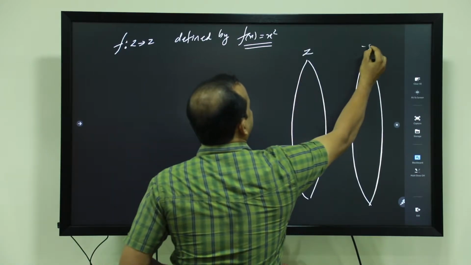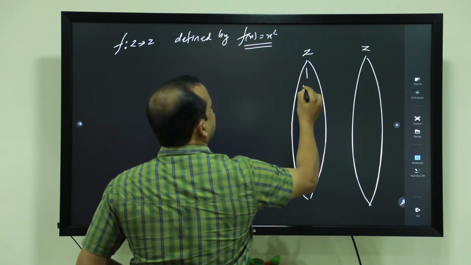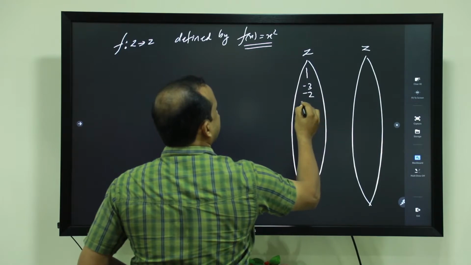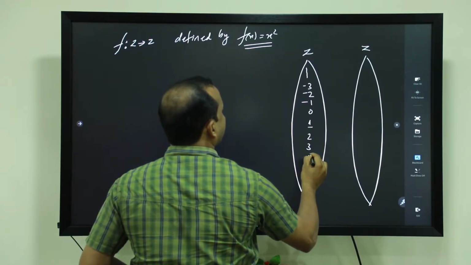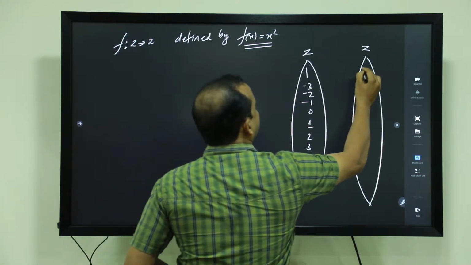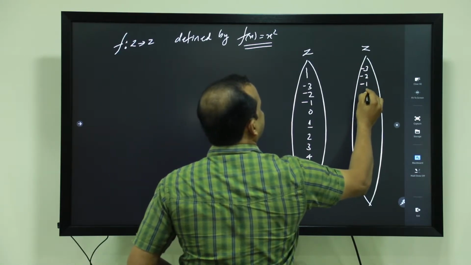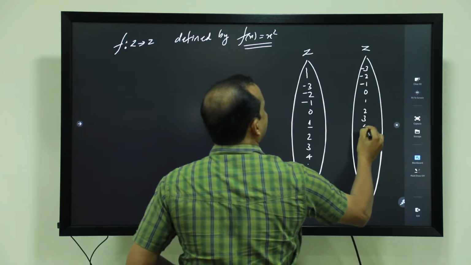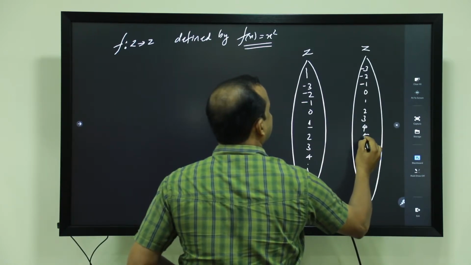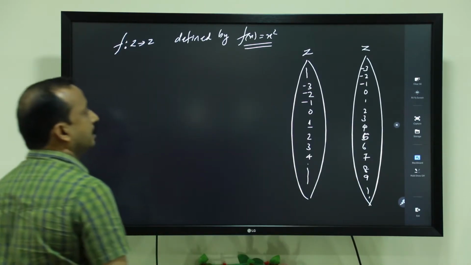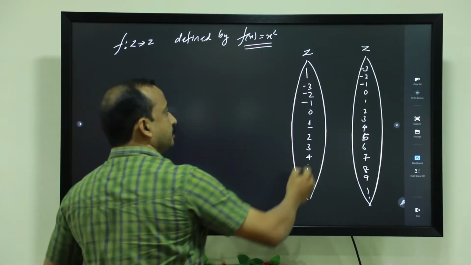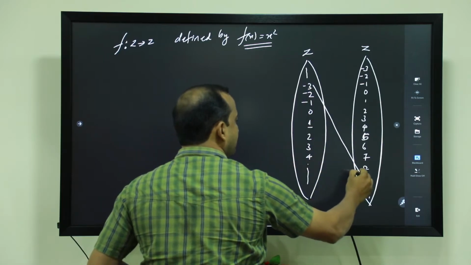Z is also Z, etc. We form minus 3, minus 2, minus 1, 0, 1, 2, 3, 4, etc. Here minus 3, minus 2, minus 1, 0, 1, 2, 3, 4, 5, 6, 7, 8, 9, etc. Okay. Now the image of minus 3 square, the answer is 9.